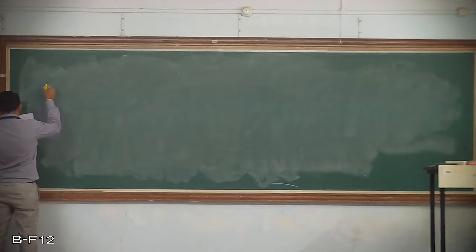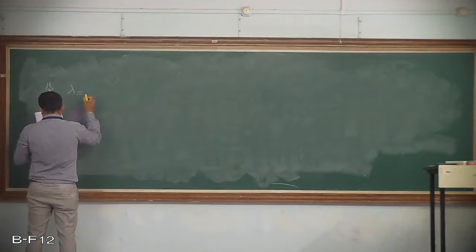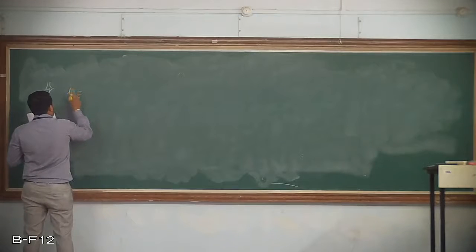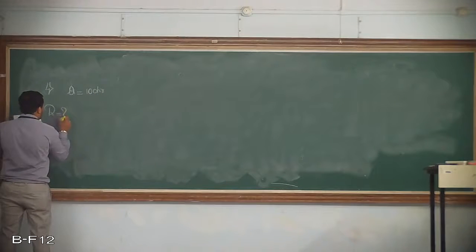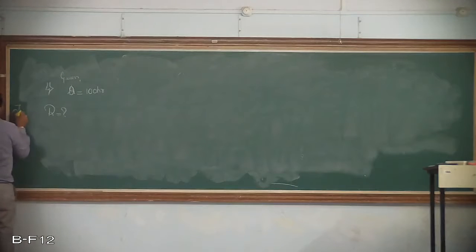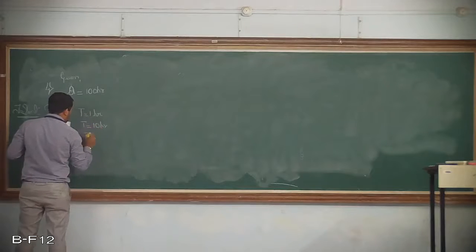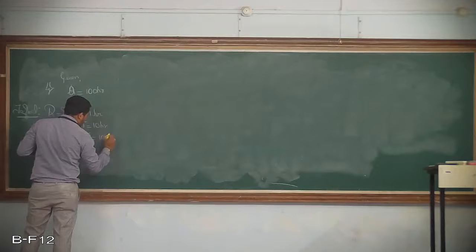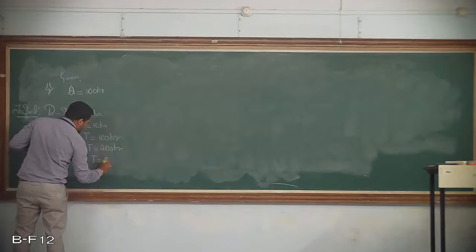The mean time between failure in this problem, that is the fourth, is given as T is equal to 100 hours, and we need to find the reliability for a time period of T is equal to 1 hour, T is equal to 10 hours, T is equal to 100 hours, T is equal to 200 hours and T is equal to 300 hours.